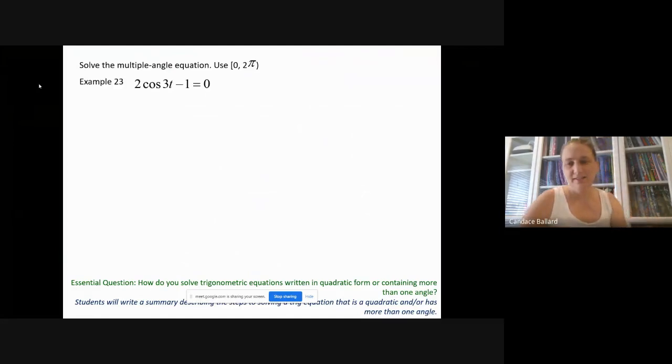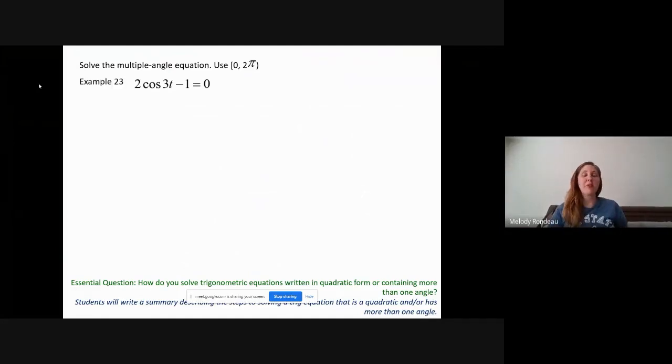Yes, 23. All right, so we are looking at multiple angle equations. As Miss Ballard just said, multiple angle, the reason for that is if we look at this trig function in this equation, it says cosine of 3t. So the 3t represents our angle. What we would have said was x or theta. That is an expression that's representing the angle. So I'm going to leave parentheses around there just to help us. That's the angle. We're going to solve this just like we did before, get the cosine by itself.